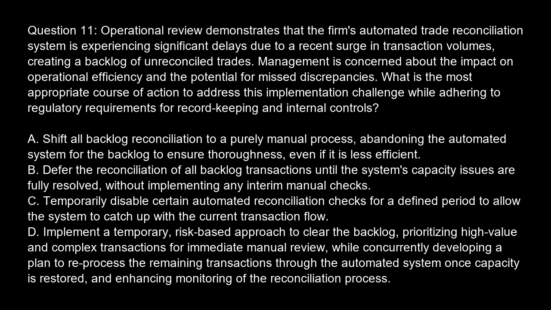Shift all backlog reconciliation to a purely manual process, abandoning the automated system for the backlog to ensure thoroughness, even if it is less efficient. Option B. Defer the reconciliation of all backlog transactions until the system's capacity issues are fully resolved, without implementing any interim manual checks. Option C. Temporarily disable certain automated reconciliation checks for a defined period to allow the system to catch up with the current transaction flow.